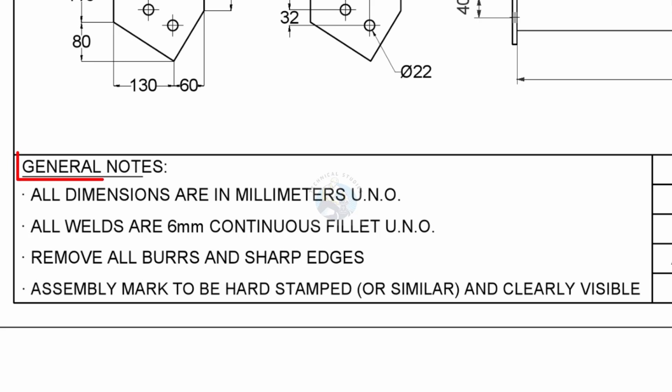Let us read the notes. Never do any fabrication activities without reading the notes. All dimensions are in millimeter unless noted otherwise. All welds are 6mm, continuous fillet unless noted otherwise. Remove all burrs and sharp edges. Assembly marks to be hard stamped and shall be clearly visible.